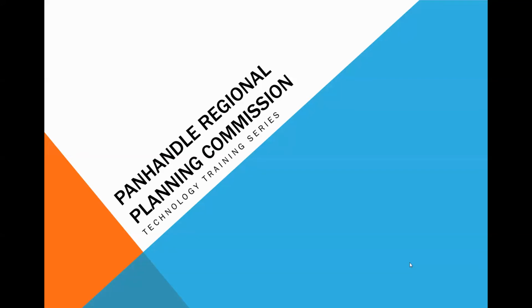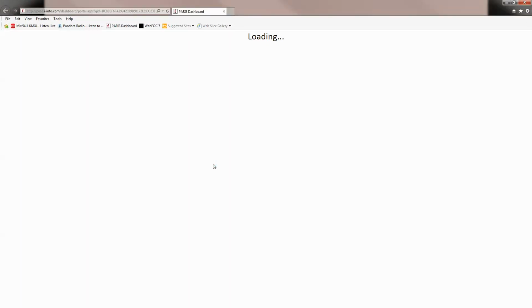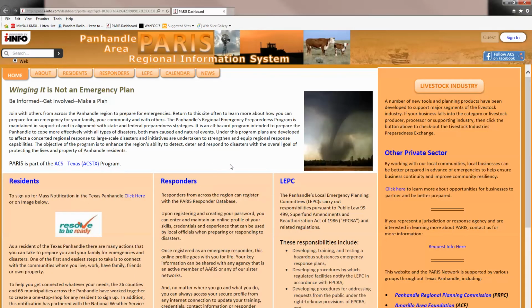Today we're going to focus specifically on the PL1 license through iInfo within the Paris network. To do that, those of you with licenses need only go to the r2beready.com link, which is now the Paris dashboard, customized just for us up here in the Panhandle.